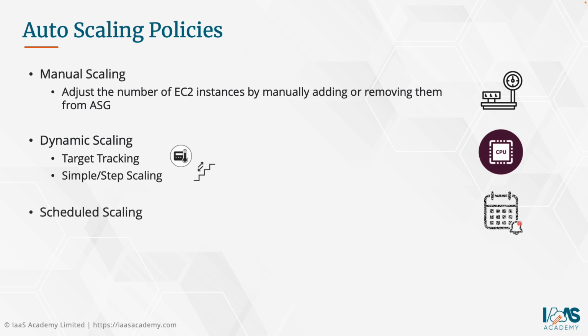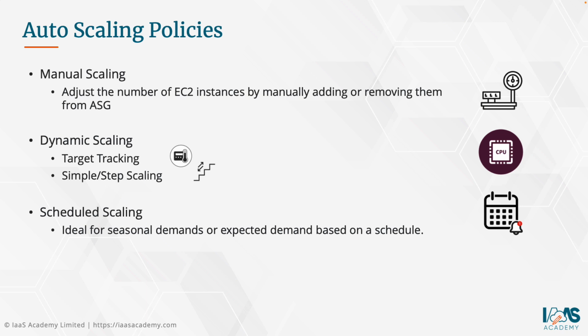Next, we have scheduled scaling. Scheduled scaling is ideal for seasonal demands and expected demands based on a specific schedule. So an example is, on Wednesday morning, one scheduled action increases capacity by increasing the previously set desired capacity of the auto scaling group.